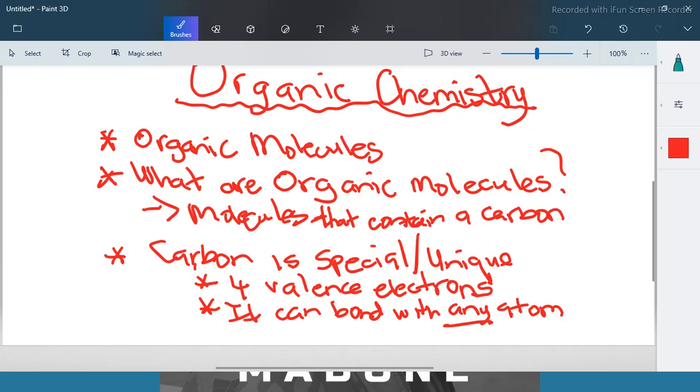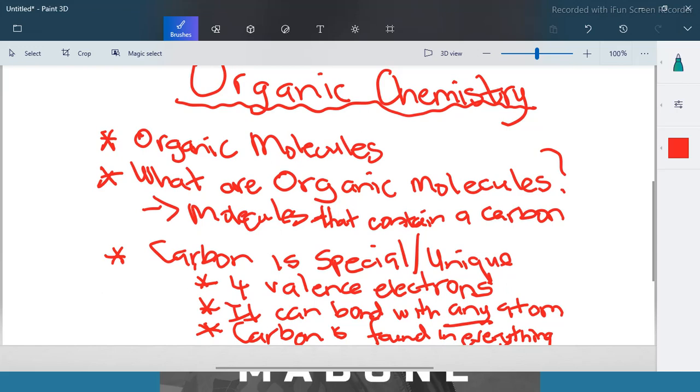Okay, and then last but not least would be the fact that carbon is found in everything. Hence I said carbon can bond with any atom. It means that it's also found in everything. You, as a human being, you have carbon within you. That's why we have something called carbon dioxide.